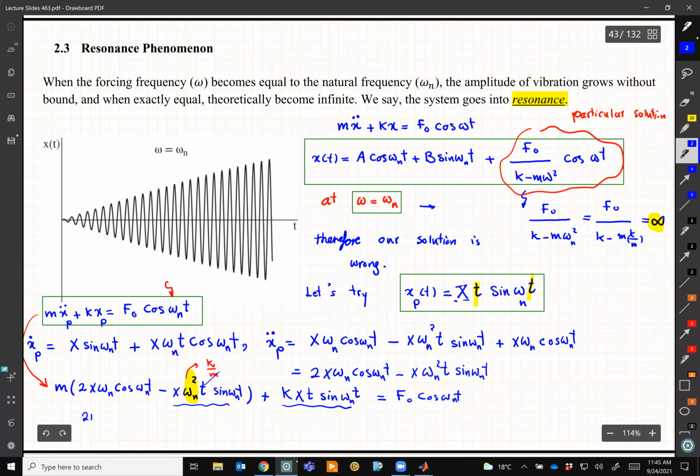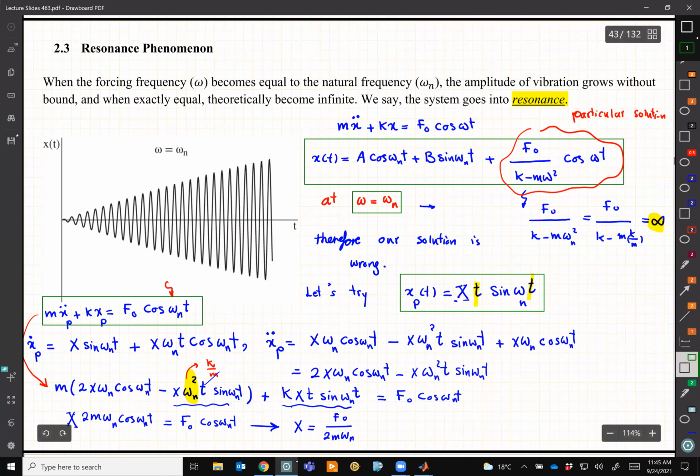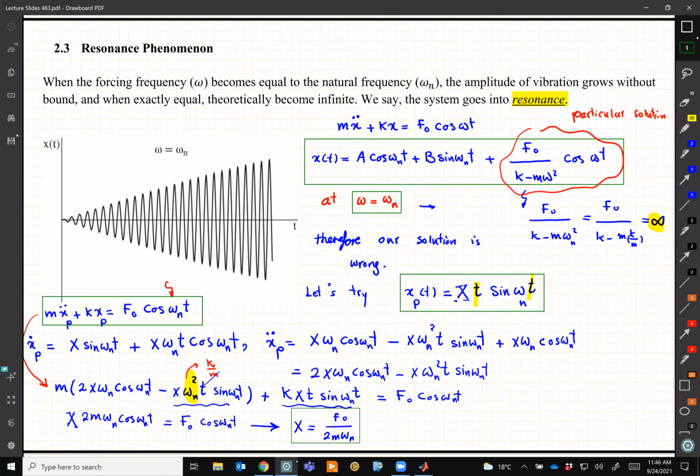So I will end up with 2m omega n cosine omega n t over here has to be equal to f0 cosine omega n t, and I have one big X here, of course. It gives me X is equal to f0 over 2m omega n. Okay, that ugly equation, I didn't expect to get to this simple form. What are we looking for then? We are looking to find the final answer, right?